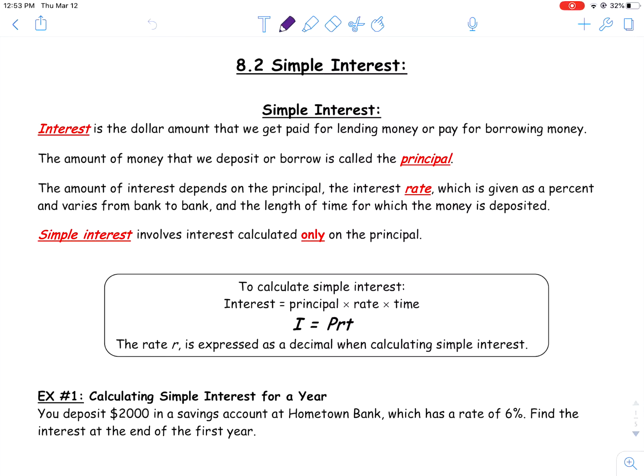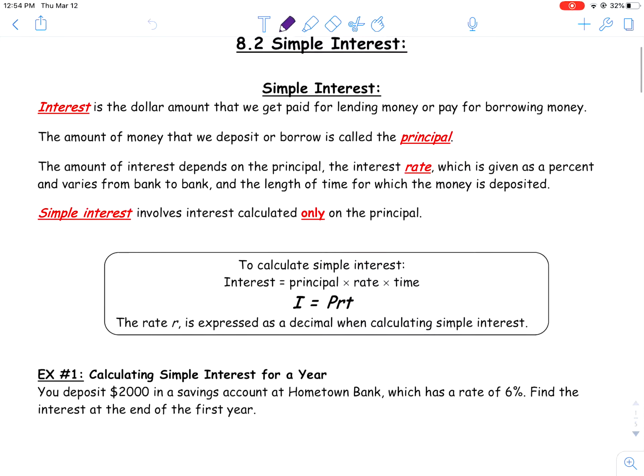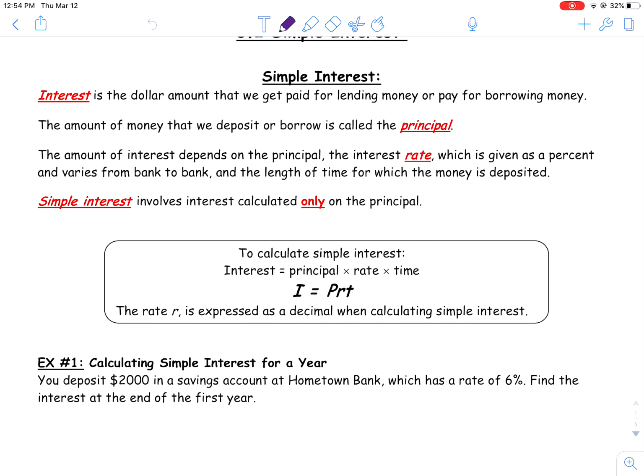Hey everyone, in this video we're going to cover section 8.2 and talk about simple interest. Okay, so a few pieces of vocabulary.